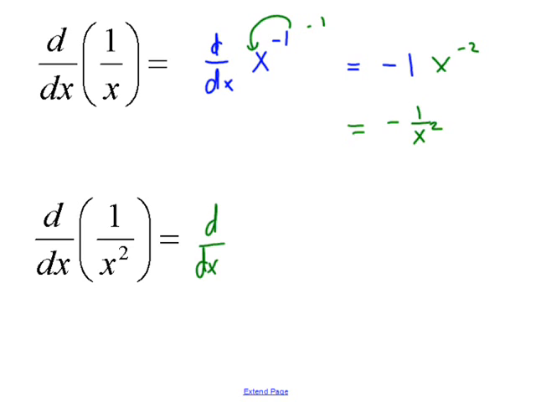If I take the derivative of 1 over x squared with respect to x, I can rewrite that as taking the derivative with respect to x of x to the negative 2. My power rule tells me to bring this down, so negative 2x, and reduce that power by 1, which leaves me with negative 3. So negative 2 over x cubed. Either answer is acceptable.